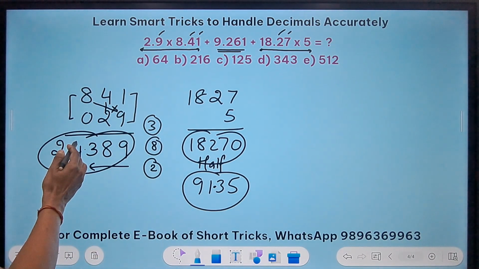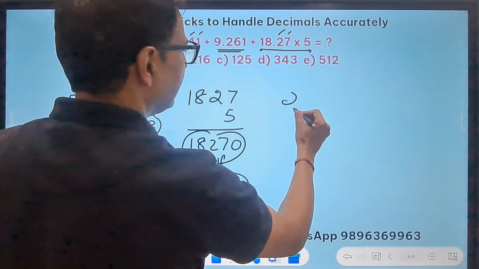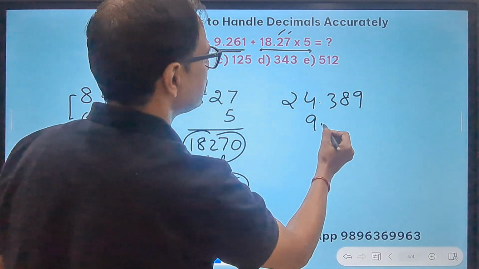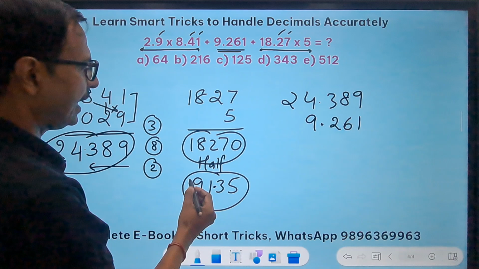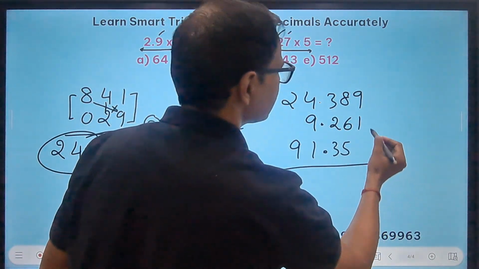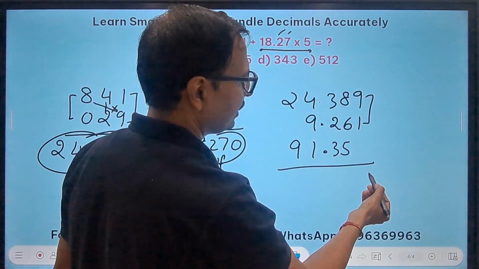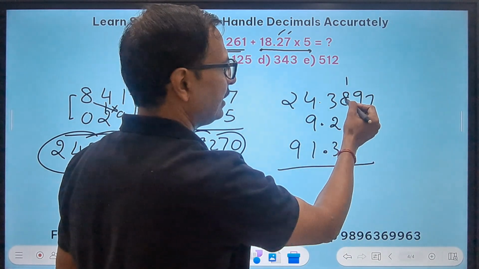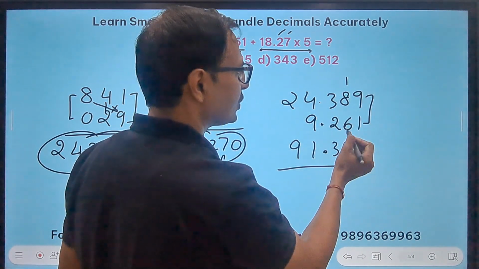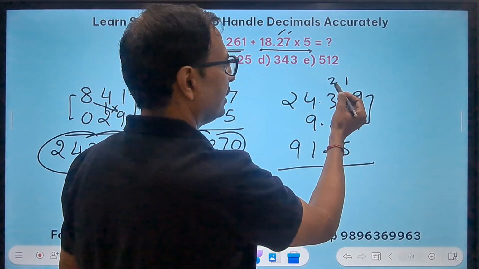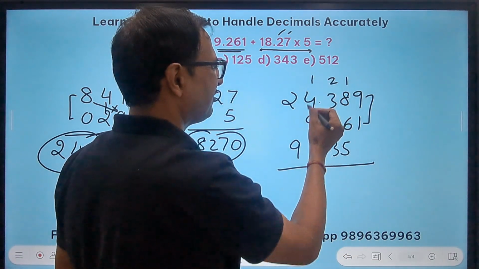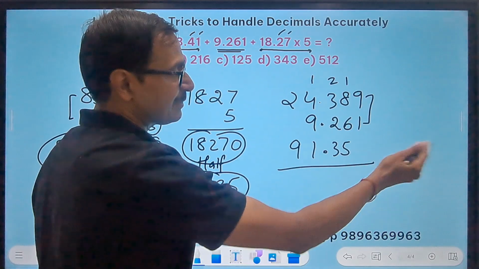Now the first part was 24.389 and I have to add 9.261 to this and add 91.35 to this to get to my final answer. So 9 plus 1, 10, 0. So I don't need to write a 0. 1 carry, 9. Then 9 and 11. Oh, this is 20. So again a 0. So I don't need to write a 0. So 2 carry. This is 5 and 5, 10. Again 0. So we have a 1 carry. So the decimal is going to vanish.